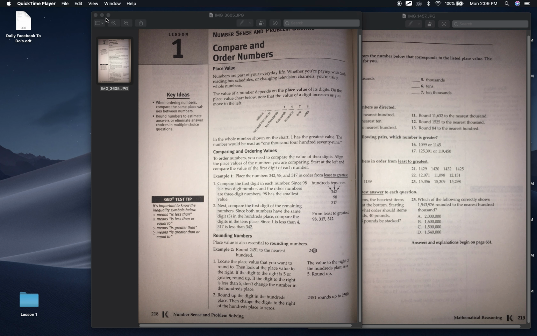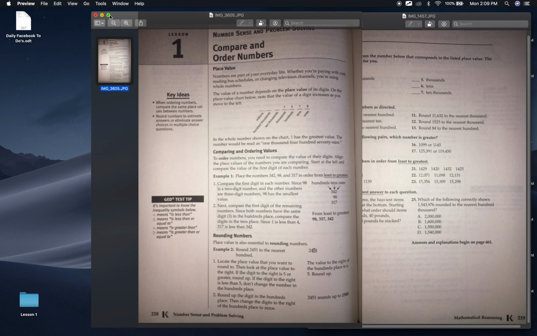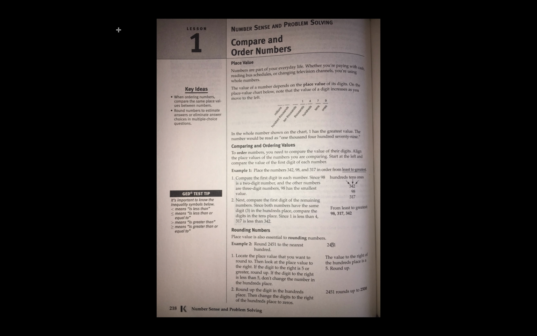Hello everybody. This is going to be the first lesson of basically me going through the GED mathematics and going through all the lessons for the people that are studying for their GED, and hopefully I can help you if there are things that you don't know, and help you figure them out. So we're going to start on lesson 1 here, which is compare and order numbers.